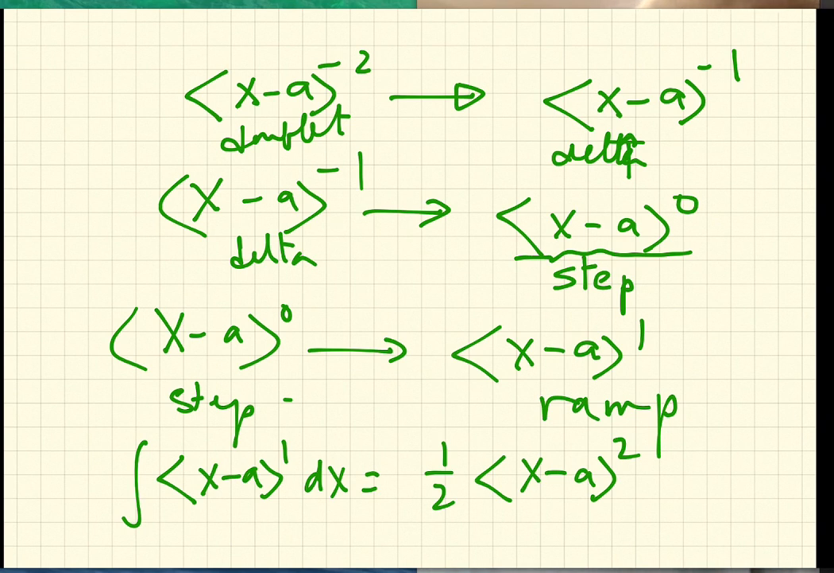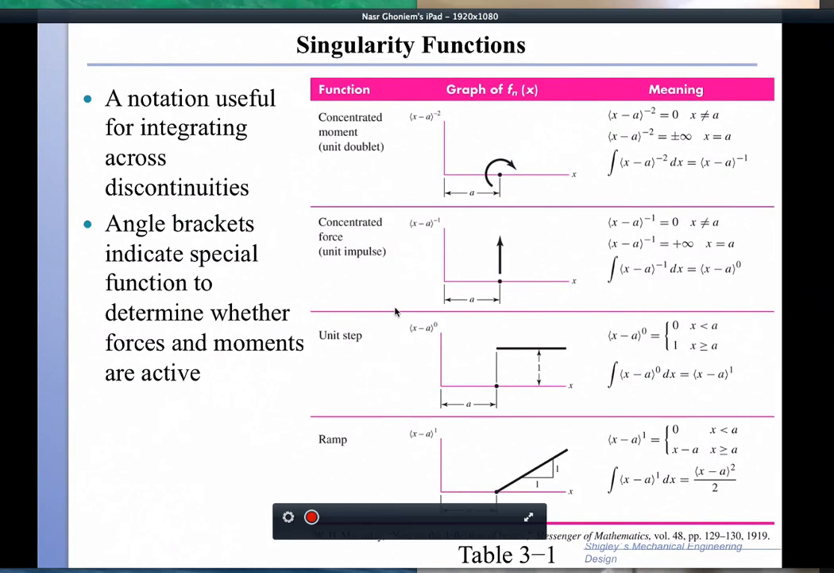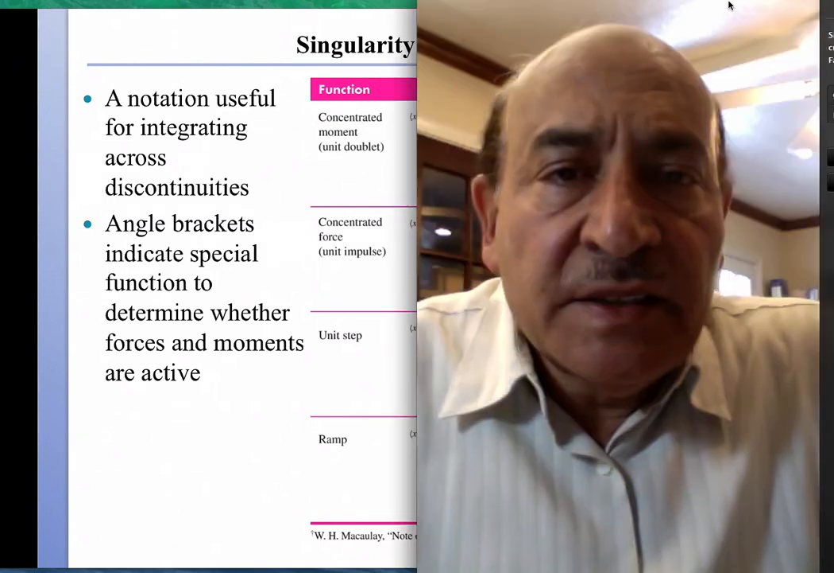These are the steps that we use, and here's a summary of what we were discussing so far. A concentrated moment, a unit doublet, is (x minus a) to the minus 2, which equals 0 for x not equal to a, and plus or minus infinity at x equals a. If you integrate it, you get the unit impulse, a delta function. Integrating the unit impulse gives the step, the step gives the ramp, and the ramp gives a parabola. These are all different implementations of the singularity functions that can handle concentrated loads.